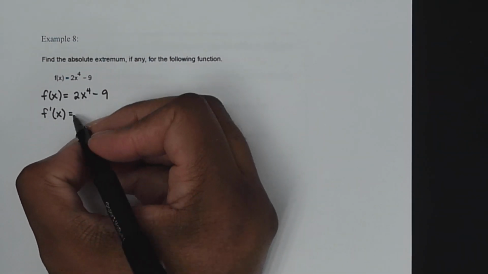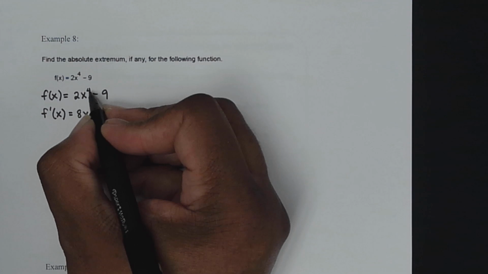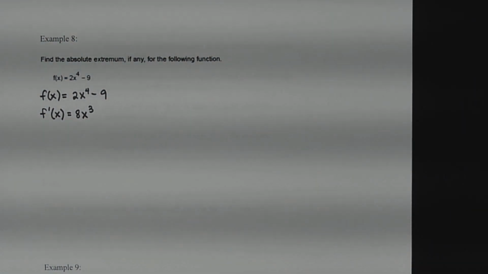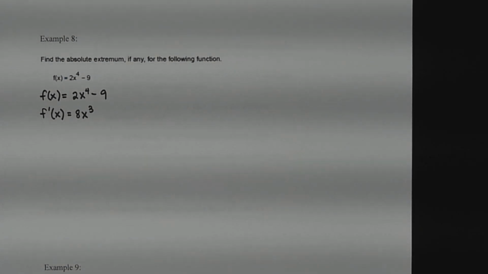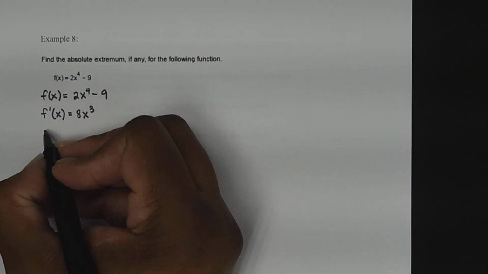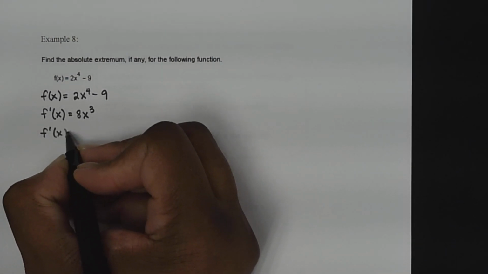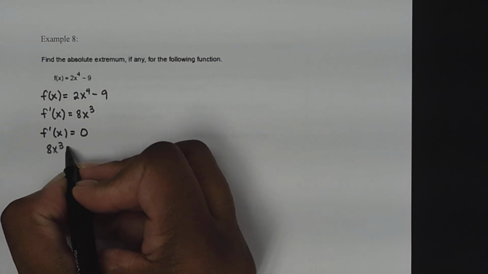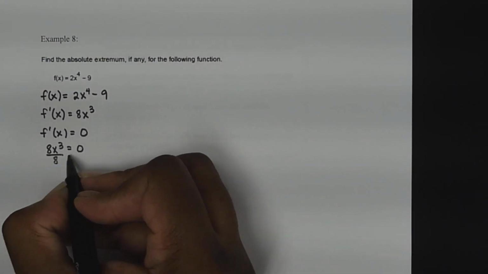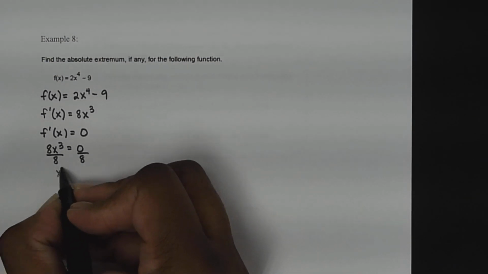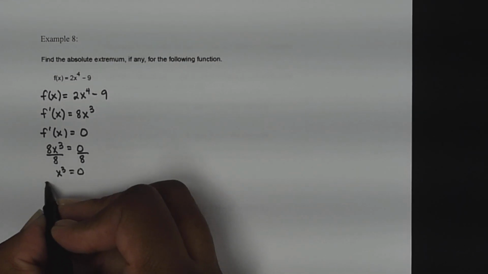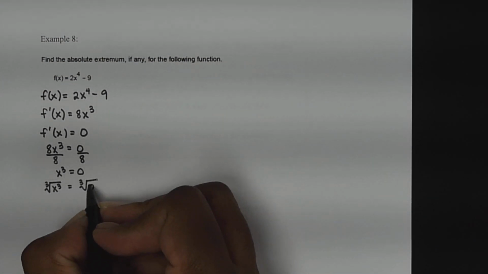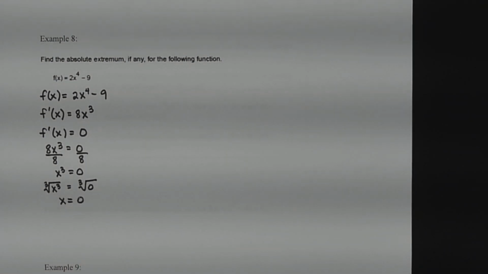Bring the 4 down, multiply it by 2, will be 8. Copy the x over to the 1 less power. It'll be 8x cubed. The derivative of minus 9 will be 0. Now let's set f prime of x equal to 0. So that means 8x cubed is equal to 0. Divide both sides by 8, you'll get x cubed is equal to 0. And if I take the cube root on both sides, that would mean x has to be equal to 0.